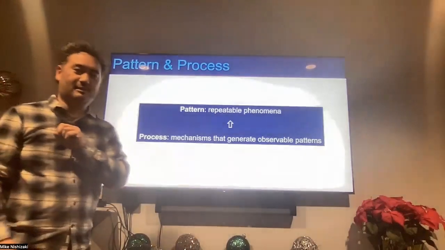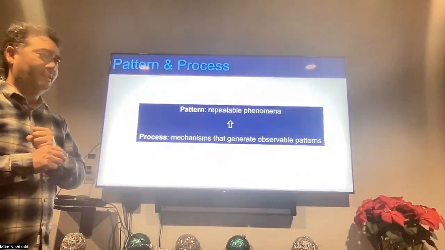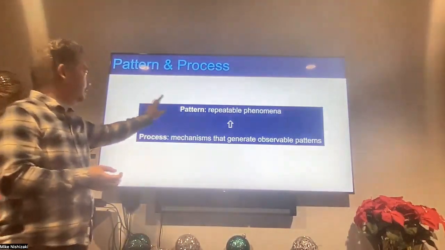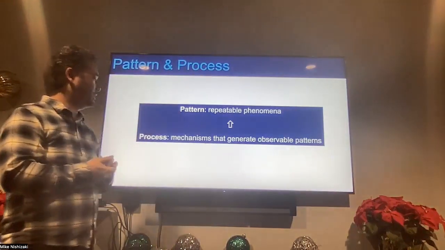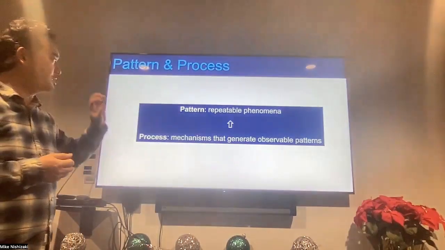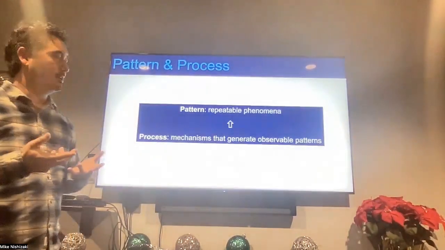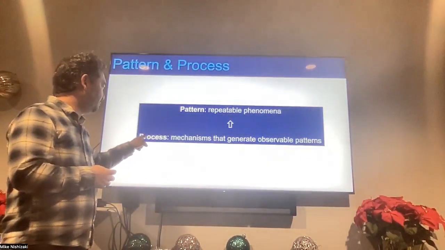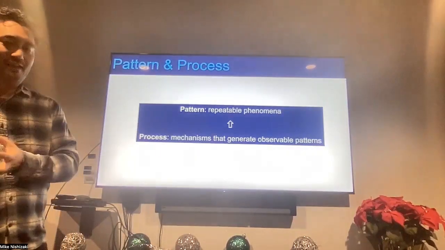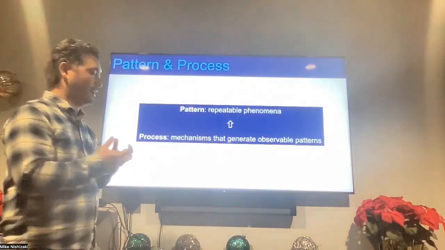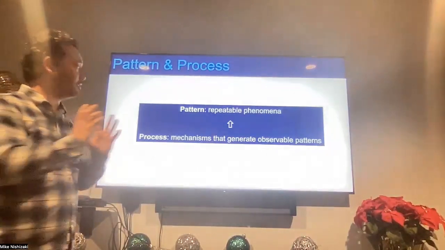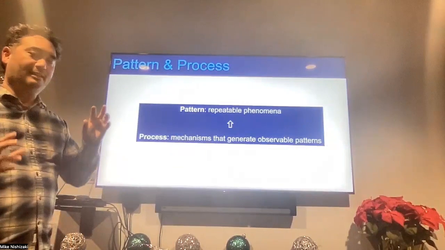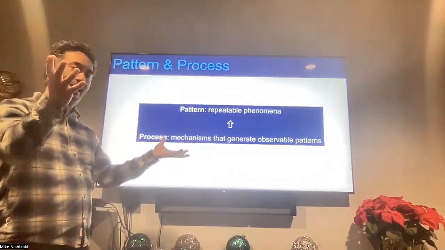But that's not where it ends. In modern biology, it's not good enough just to observe patterns. So that is the first part of it. You have to be able to identify patterns, which here I'm defining as repeatable phenomena. But the other piece is to be able to show which processes underlie those patterns, which processes drive those patterns. Sometimes we call processes mechanisms. What mechanisms lead to the formation of a pattern?